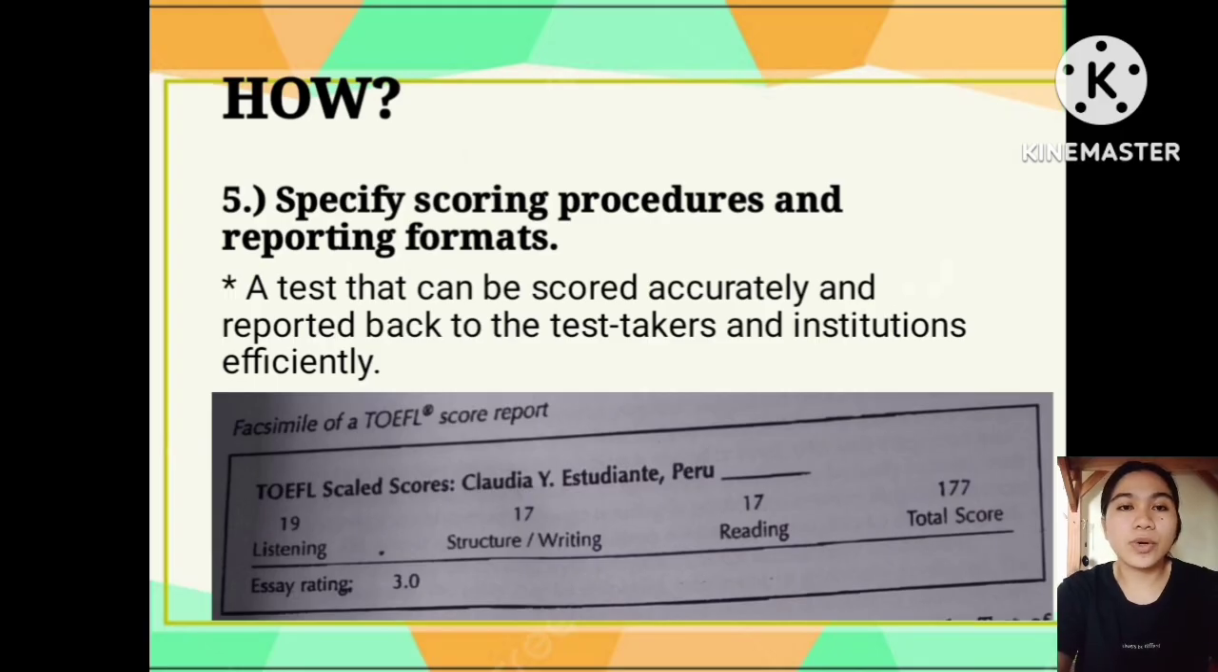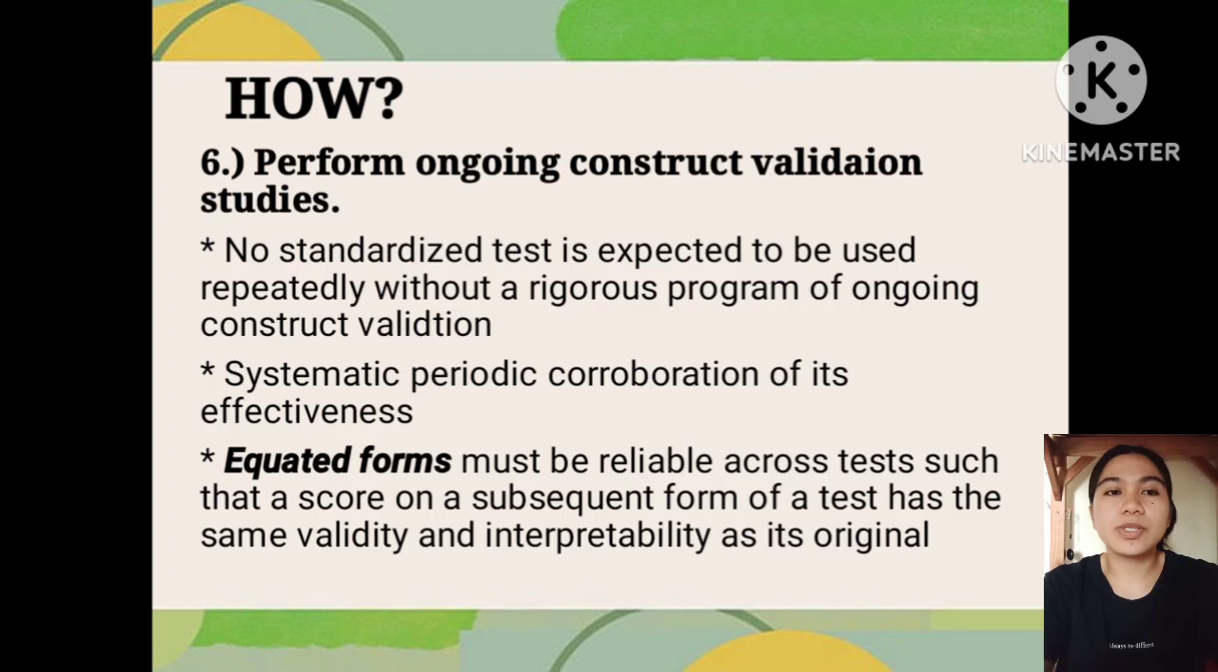TOEFL scaled scores for Claudia Y., Estudiante from Peru. Her listening is 19, structure or writing 17, reading 17. Total score is 177, essay writing 3.0. So the rating scale for the essay is virtually the same one that is used for the Test of Written English, with a 0 level added for no response, copying the topic only, writing completely off topic, or not writing in English. Okay, let's proceed to the sixth step, which is perform ongoing construct validation studies.